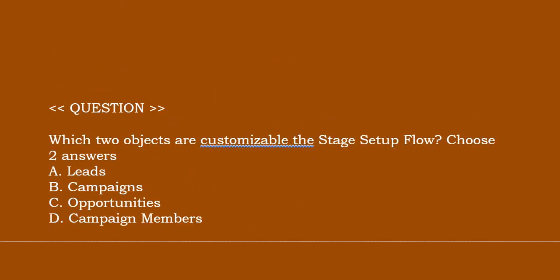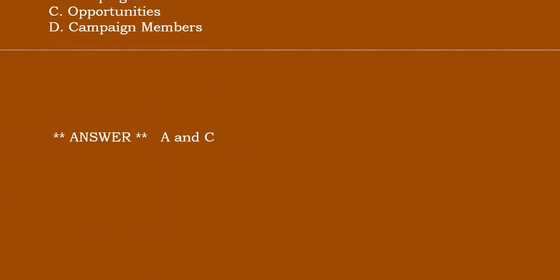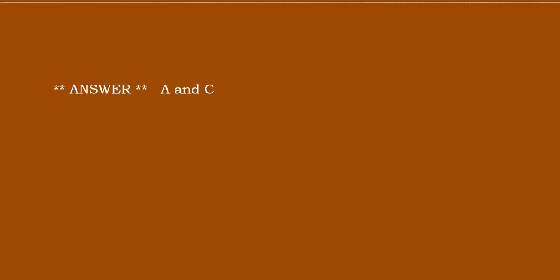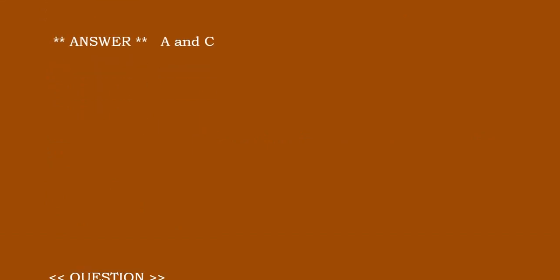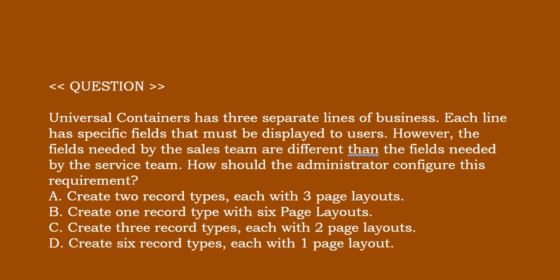Our next question. Which two objects are customizable in the state setup flow? Choose two answers. Option A, lead. Option B, campaigns. Option C, opportunities. Option D, campaign members. Correct answer is option A and C. Next one.